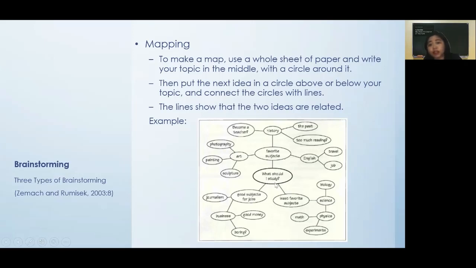To make a map, use the whole sheet of your paper and put your topic in the middle with a circle around it. You connect it by lines. They can be straight lines, curved lines, whatever you want. It's better to have it colorful for me. Make it colorful so that you enjoy the process of mapping.